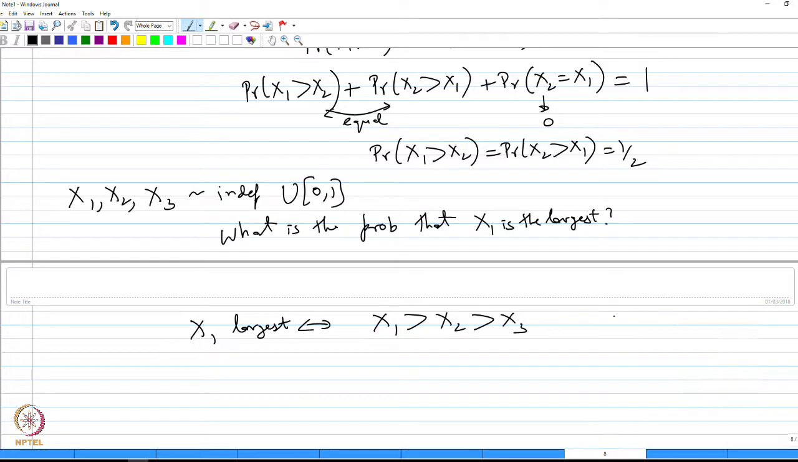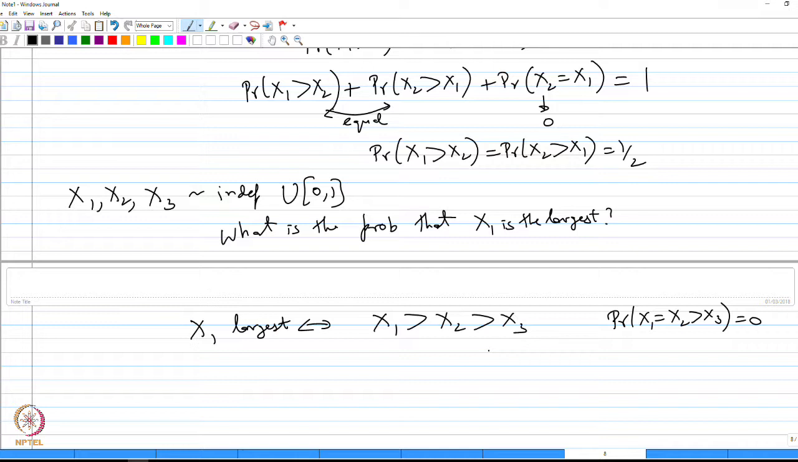For instance, if you say the probability that x1 equals x2 but greater than x3, this is 0. So anywhere I put equality, the probability will go to 0. That's the nice thing about independence and continuous distributions particularly. So this is the region for x1 greater than x2 greater than x3. Of course you can write a triple integral here. It's not really that hard.